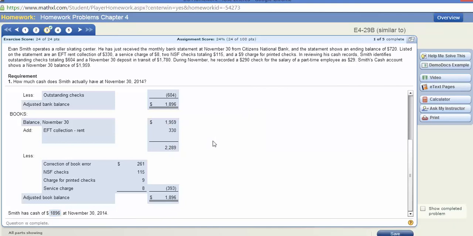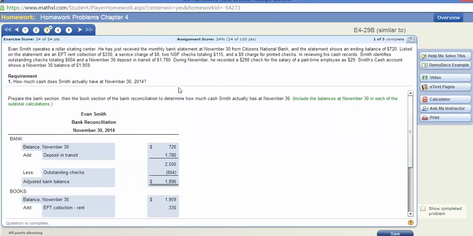I wanted to show you another one of these. Again, the big picture here is that when you're adjusting the bank version of the truth, you've got to go up by deposits in transit and down by outstanding checks. So when you read a problem like this, you want to be looking, and if you have scratch paper, write down, okay, here's the deposits in transit, here's the outstanding checks, and that'll give you a good anchor point.